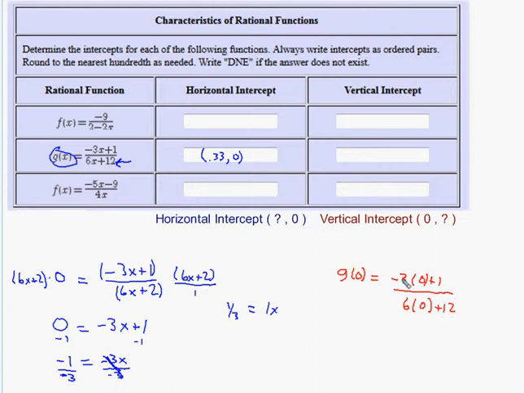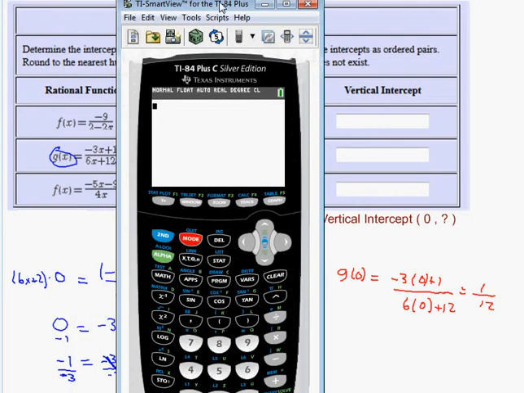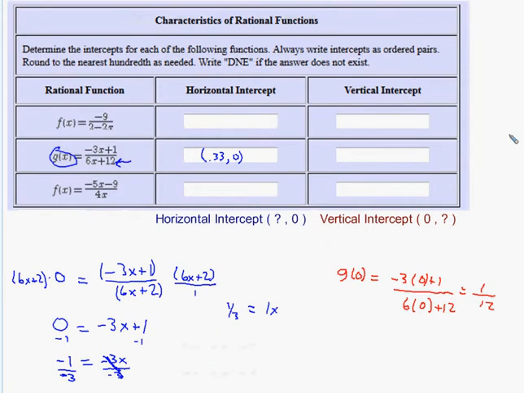0 times anything is 0, and then you add 1. In the denominator, 6 times 0 is 0, and you add 12. So I get 1/12, and I believe that's 0.08, but let's just check to make sure. I have a calculator emulator here. I'm going to evaluate 1 divided by 12, and see if that's 0.083 repeating. So to 2 decimal places, to the hundredths place, I'm going to round to 0.08. So remember, with the vertical intercept, the x-coordinate is 0. We just found that the y-coordinate would be 0.08.